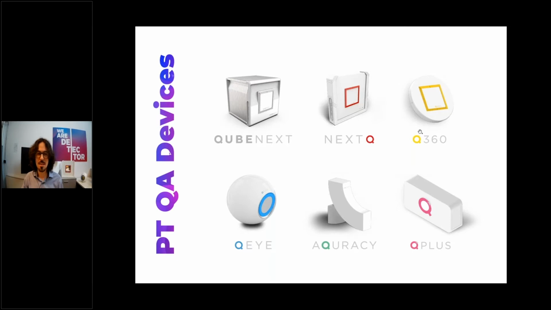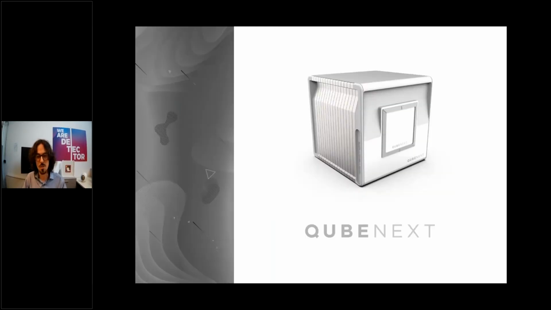So these are the 6 devices in our catalog for particle therapy. In the upper part, you see devices that can be used with both protons and carbon ions. They are characterized with both the particles. We have the CubeNext, NextQ, and Q360. Then in the lower part, we have 3 devices that are dedicated for ocular proton beam lines. So let's go deeper in details, starting with the CubeNext.